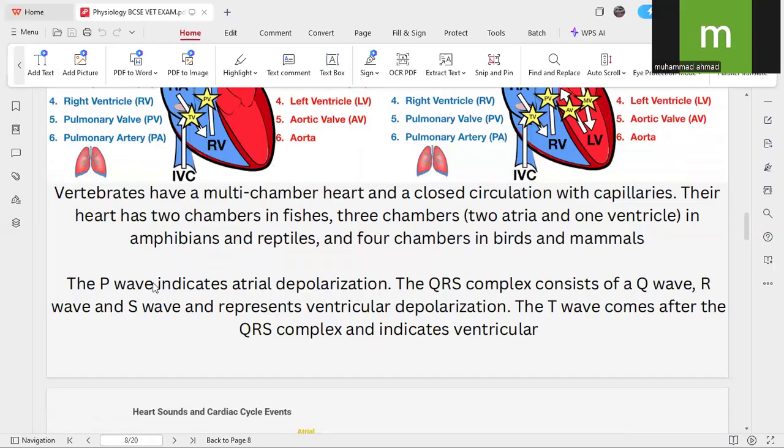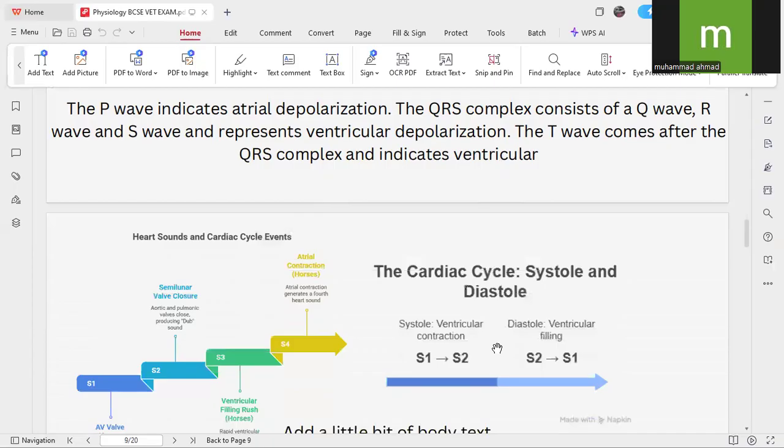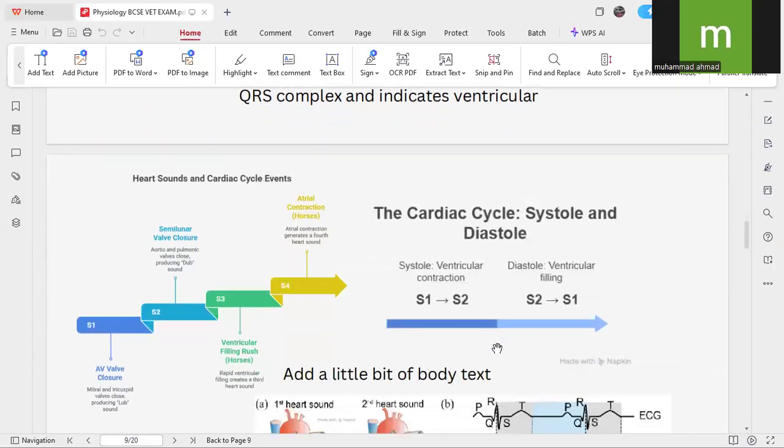We will discuss the electrocardiogram. The P wave indicates atrial depolarization. Depolarization means contraction. The QRS complex consists of a Q wave, R wave, and S wave, and represents ventricular depolarization. The T wave comes after the QRS complex and indicates ventricular repolarization.